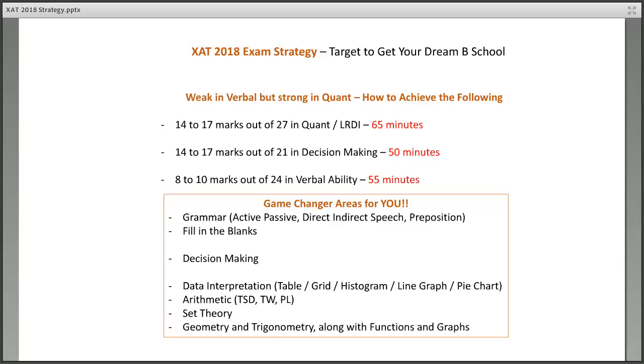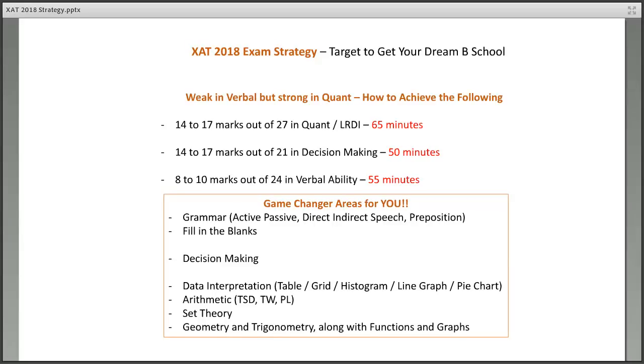Second, you should be aiming for another 14 to 17 marks in decision making with a time distribution of 50 minutes. While in verbal ability, just clear the sectional cutoff, and 8 to 10 marks should be good for that, and you can spend relatively more time over here and give a good 55 minutes to the verbal ability section to ensure that those 8 to 10 marks which you are getting are rock solid. You are not going to lose them. And to get 8 to 10 marks, attempt around 15 to 16 questions out of 24.